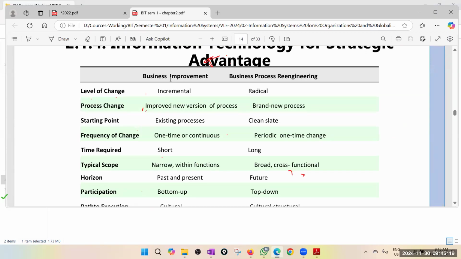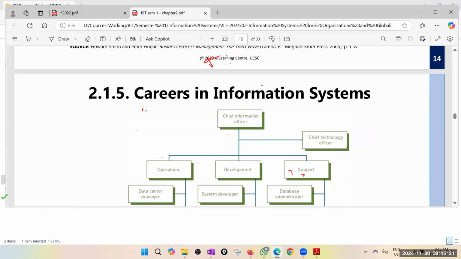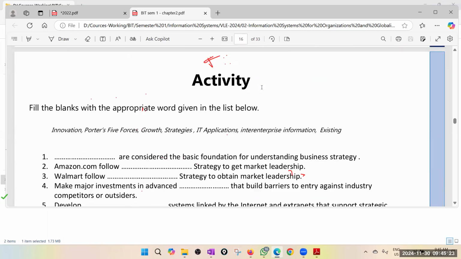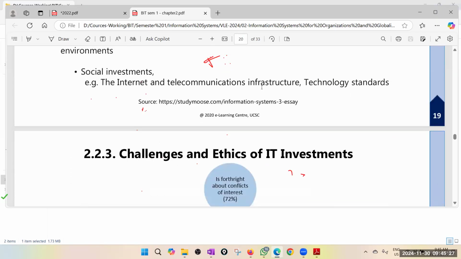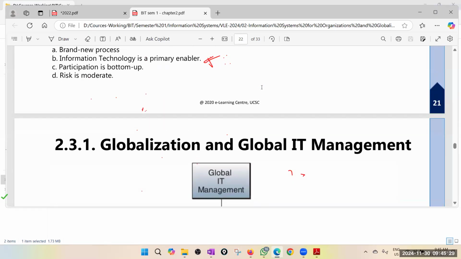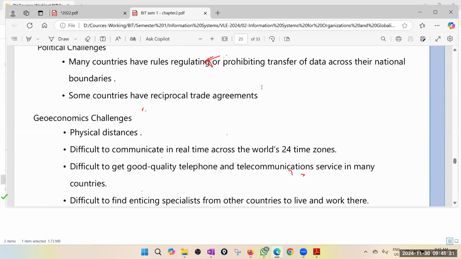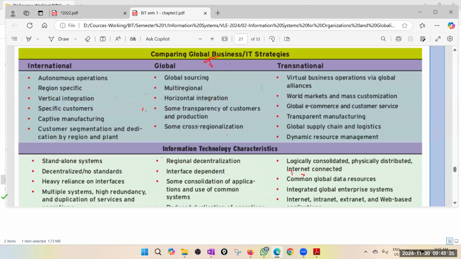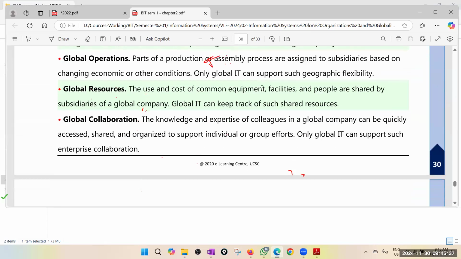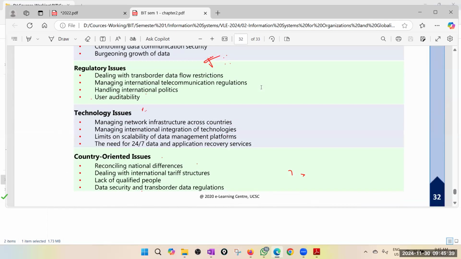There is difference between business improvement and BPR. If anyone found it, let me know.